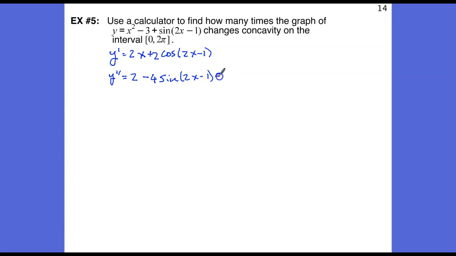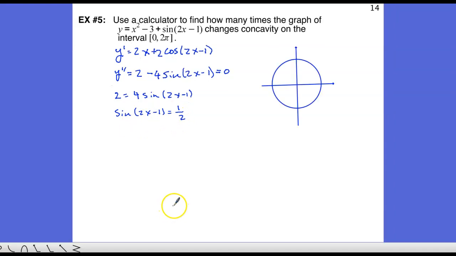Now if we set this equal to 0, we have a trigonometric equation to solve. And so if we bring 4 sine 2x minus 1 over to the right side, we have 2 equals 4 sine 2x minus 1. And then if we divide both sides by 4, we have sine 2x minus 1 equals 2 divided by 4, which is 1/2. And so now I have to think about the unit circle. Okay, so where on the unit circle is sine theta equal to 1/2?